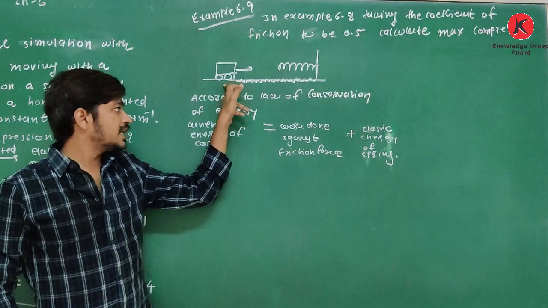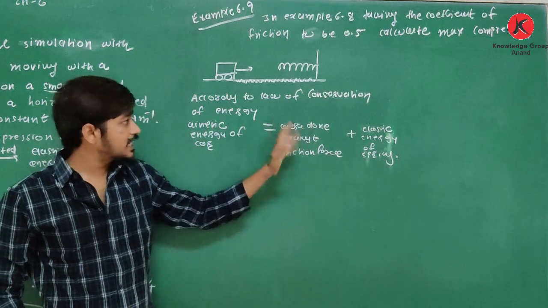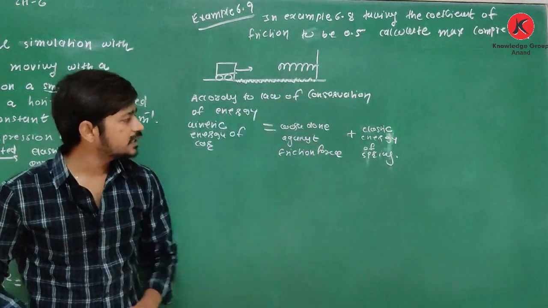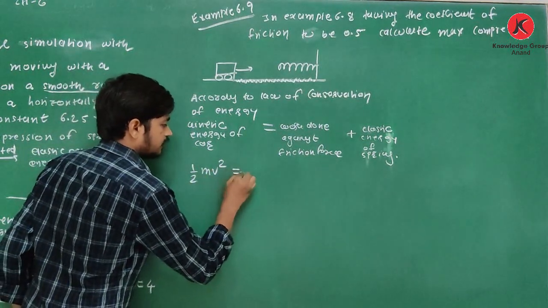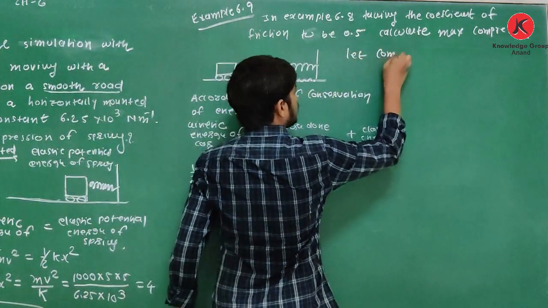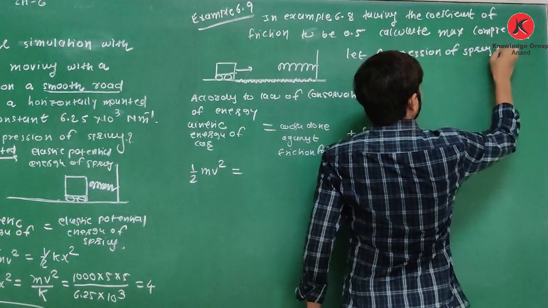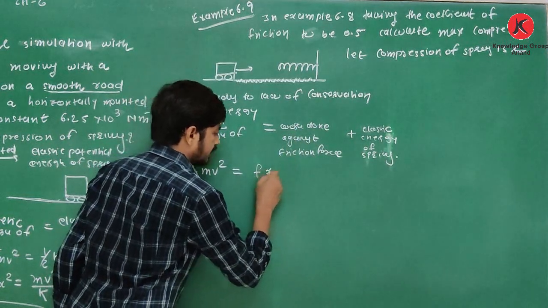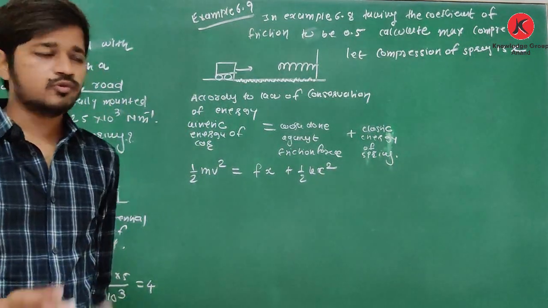Initially the car is moving, so it has some kinetic energy. Now as it is moving, this surface is rough, so obviously there is work done against friction force, plus the remaining energy is used to compress this spring. That remaining energy is in the form of elastic energy of the spring. So now how to make the relation? It is half mv square is equal to work done against friction force. Let the compression of the spring be x. The block will move distance x. So work done against friction force is F into x, plus half kx square. Clear about this? Now you have to put values and calculate x.